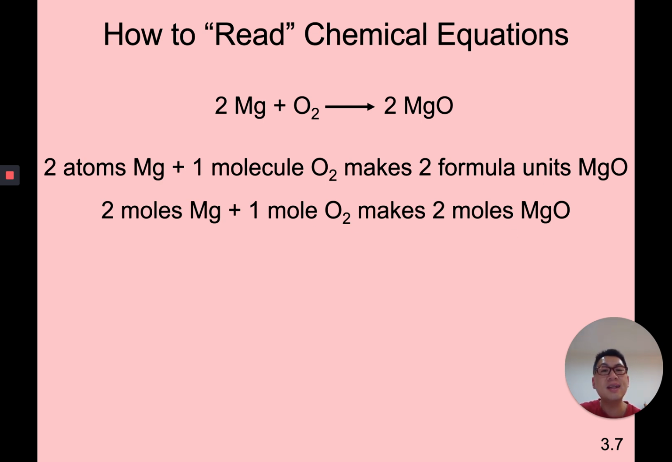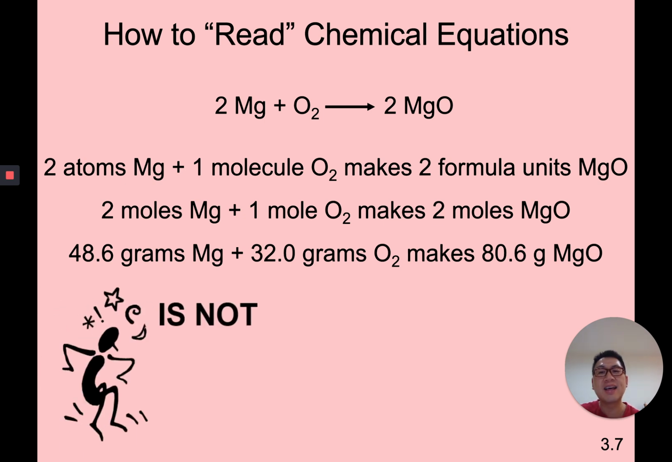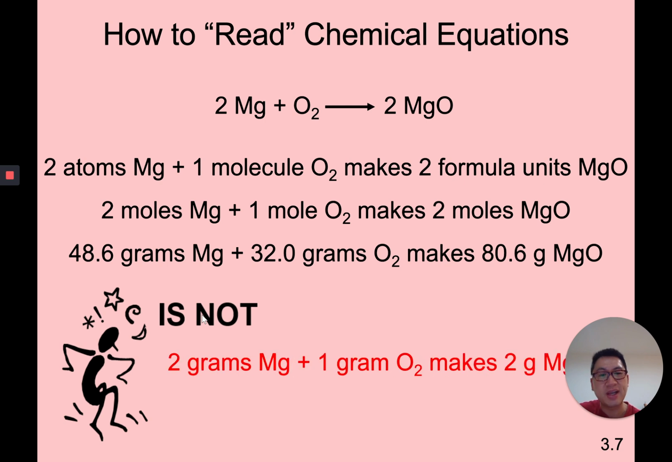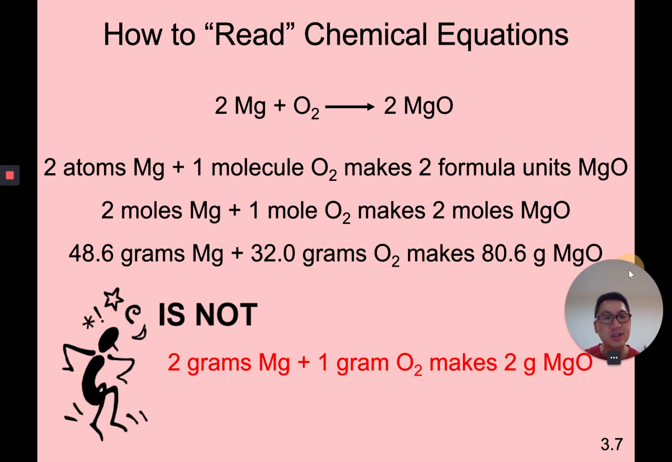The most common mistake students make when they're reading a chemical equation is the following statement, in red: 2 grams of magnesium, 1 gram of oxygen makes 2 grams of magnesium oxide. This is wrong. This statement here in red is wrong.